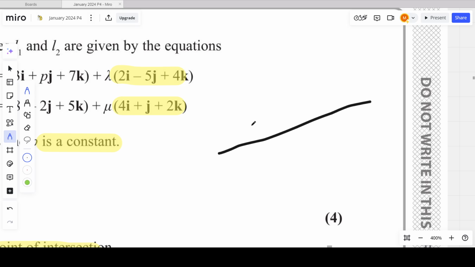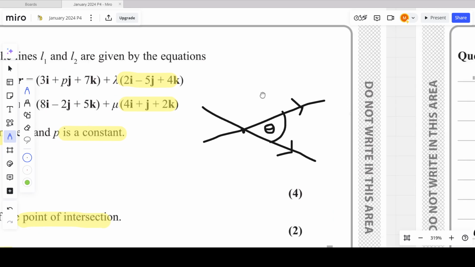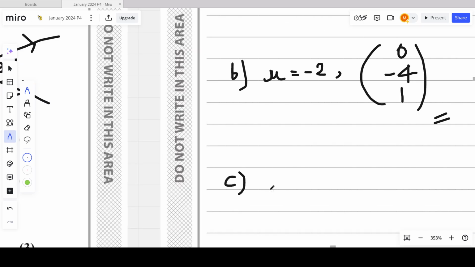If you consider this is line L1, just for an example, a rough sketch, this is theta, then we can use... they are going like this, L1, L2. This is the point of intersection. So we can use the vector dot product. For the vector dot product, what would be the case? Cos theta would be what?